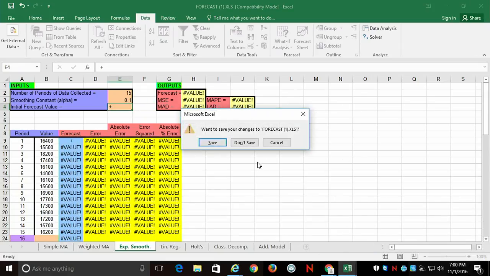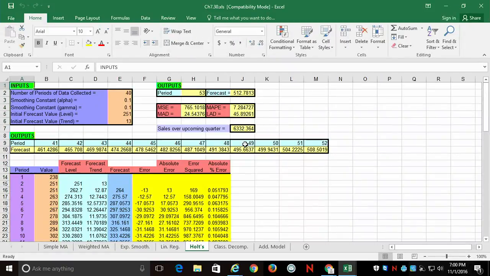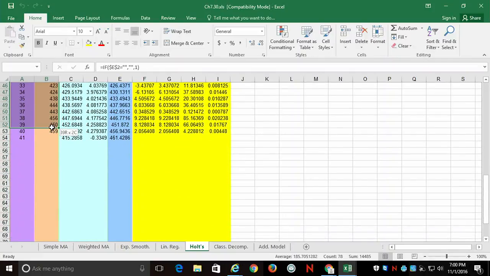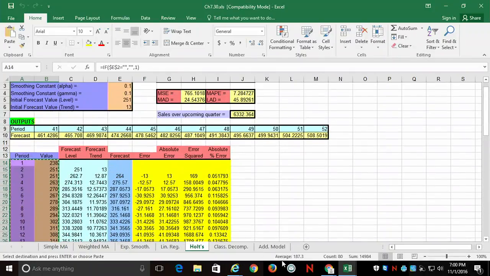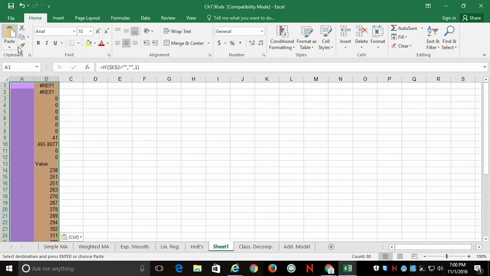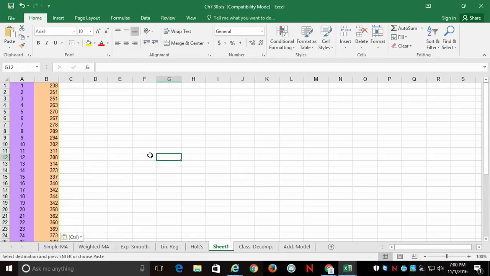The 30, I think it is different, so you do have to take it off the solution. I'm just going to take these 40 data points and paste them into a blank. So this is sales in thousands of dollars at getawaycomputer.com over the past 40 weeks. Week 1, $238,000 of sales. Week 2, $251,000, so forth and so on.